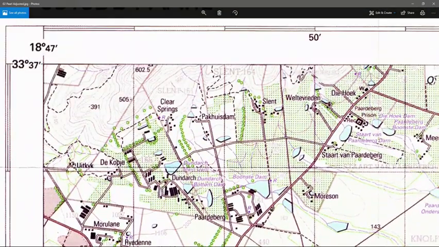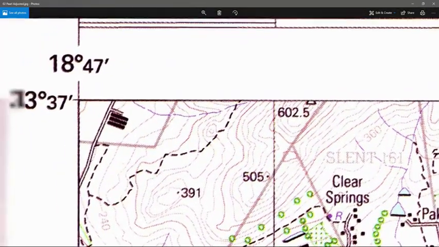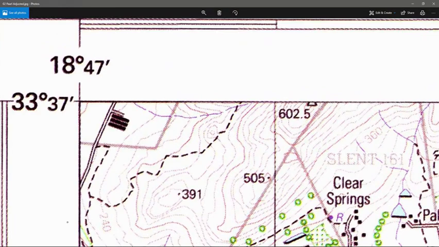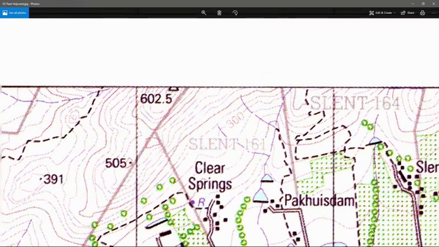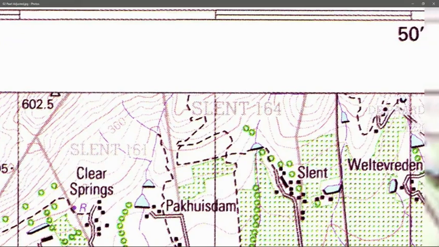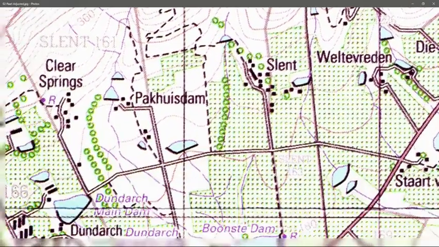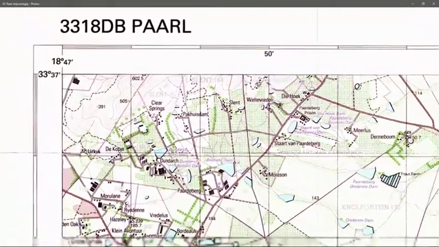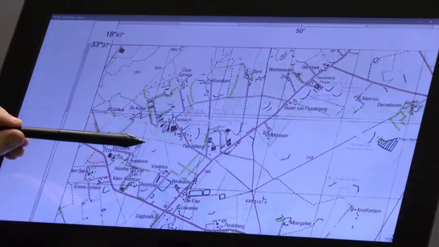Now, let's just look at the lines of longitude. 18 degrees, 47 minutes. 48 minutes. 49 minutes. And there they're showing you 50 minutes, right over there.